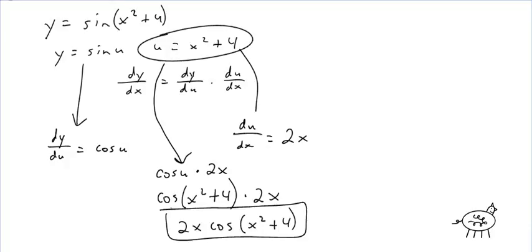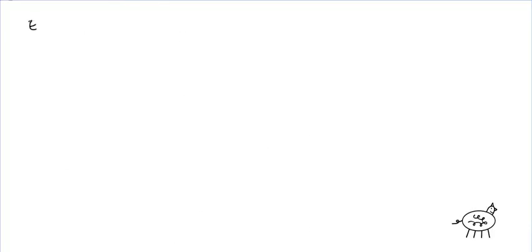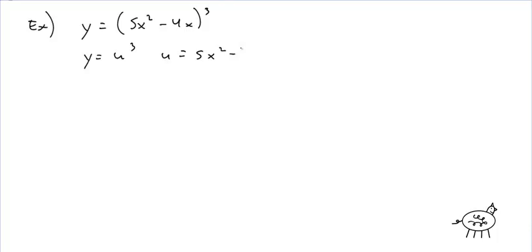All right, I want to try one more problem here. I'm going to show you something kind of interesting. One more example. And this is kind of like what I said before, where it gets really complicated if you didn't know how to use the chain rule. So y equals 5x squared minus 4x to the third power. If you wrote this out, you'd write it three times and multiply all out. It gets kind of brutal, but we don't have to worry about that. We can just say y is equal to u cubed, and u is equal to 5x squared minus 4x.